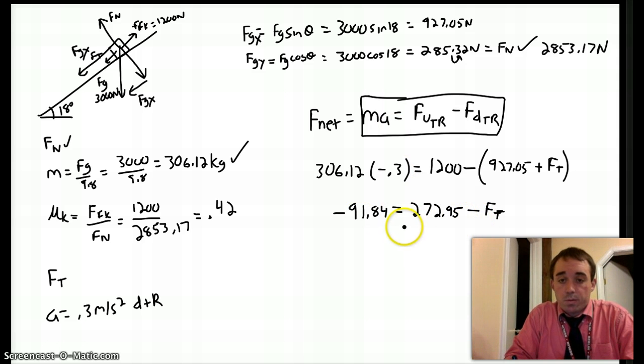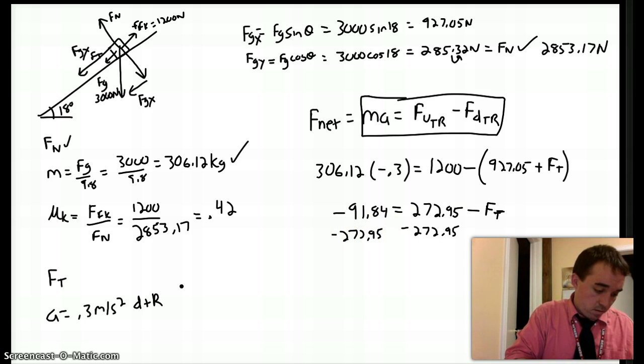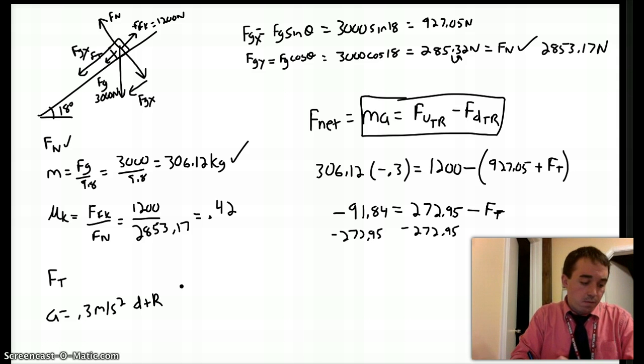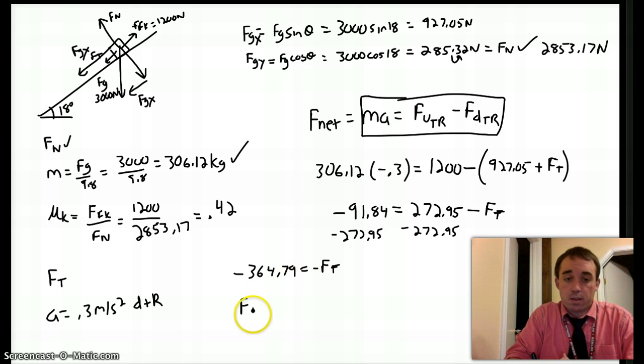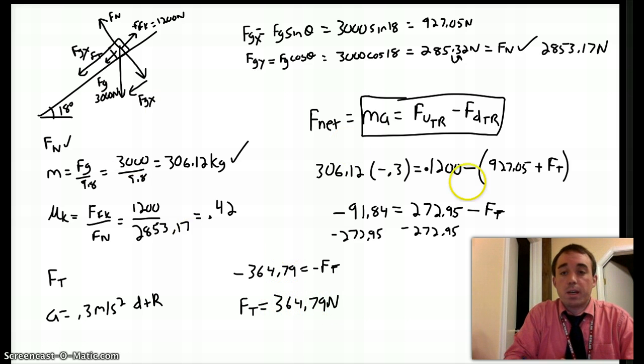So I'm going to subtract the 272.95 from both sides, and I get negative 364.79 equals negative FT. Very easy to see that the force of tension equals 364.79 newtons, and because we already used this negative as the direction, we know that it is down the ramp, because this negative already told us that it's down the ramp.